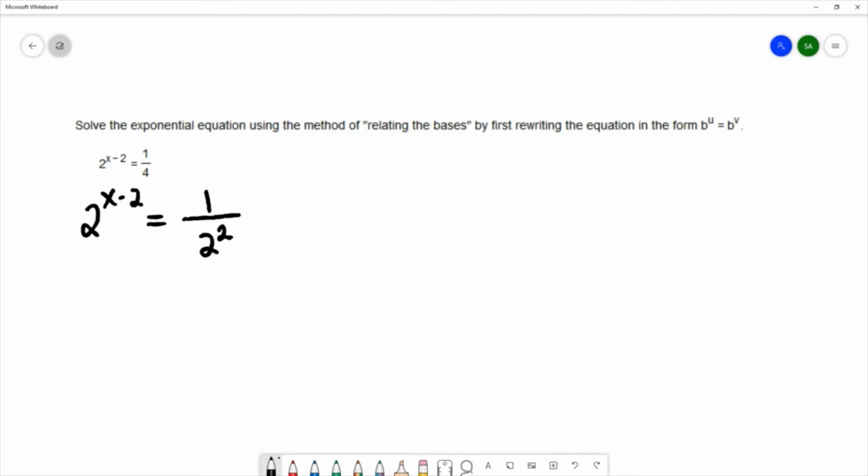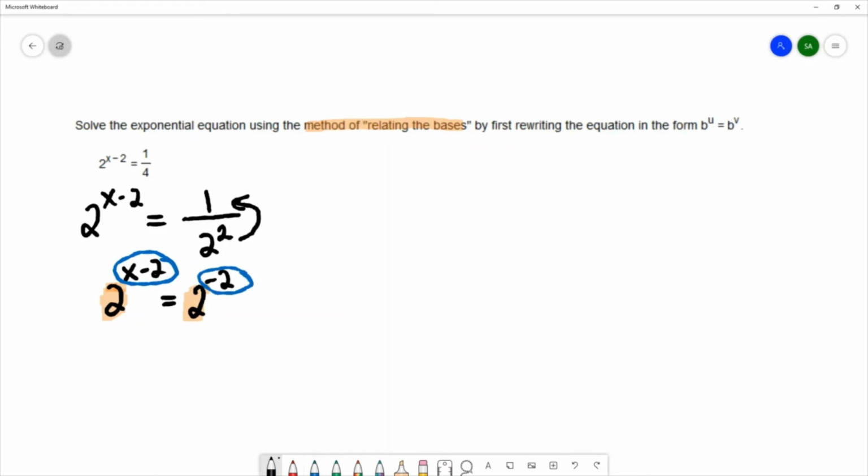And then I'm going to apply a property of negative exponents, which allows me to move this factor to the numerator. So this becomes 2 to the negative 2. And on the left, we're leaving it the same again. So now we've written it to have the same base on both sides of the equation. And by this relating the bases method, or the one-to-one property, because the bases are the same, these exponents must be equal to each other.